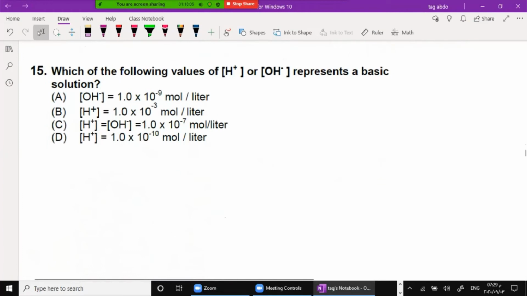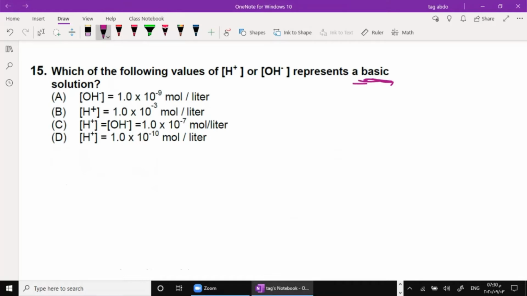Which of the following values of H plus or OH minus represents a basic solution? Option A: OH minus equal 1 times 10 to the minus 9th. Option B: H plus equal 1 times 10 to the minus 3. Option C: H plus equal OH minus equal 1 times 10 to the minus 7th. Option D: H plus equal 1 times 10 to the minus 10.